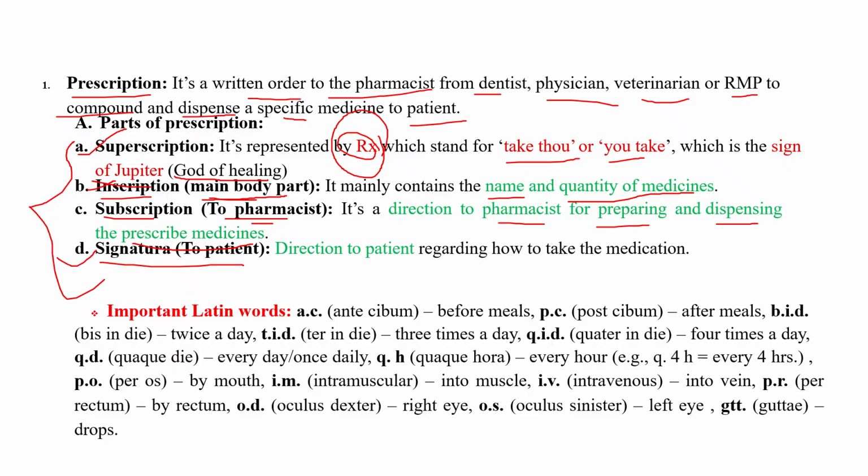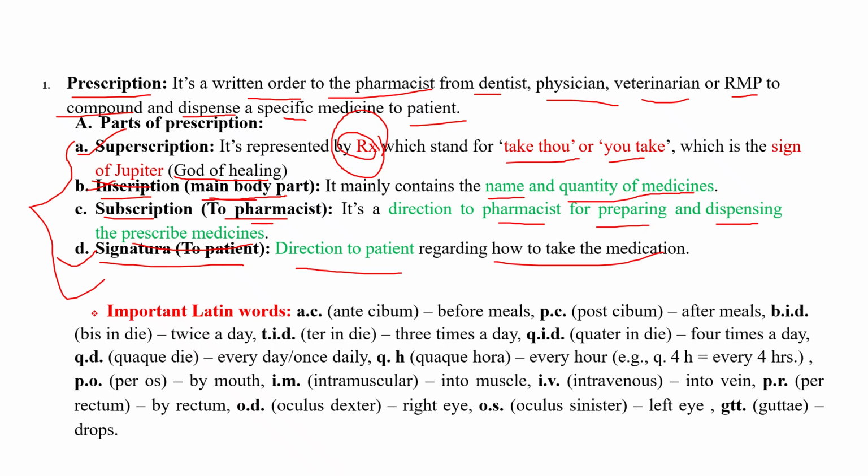Signature for the patient, subscription for the pharmacist, signature for the patient. What will it direct? Direction to the patient regarding how to take the medicine. So these are the four main parts of a prescription that you need to remember properly from the GPAT or NIPER point of view. In this different way, you will be asked in GPAT or NIPER.